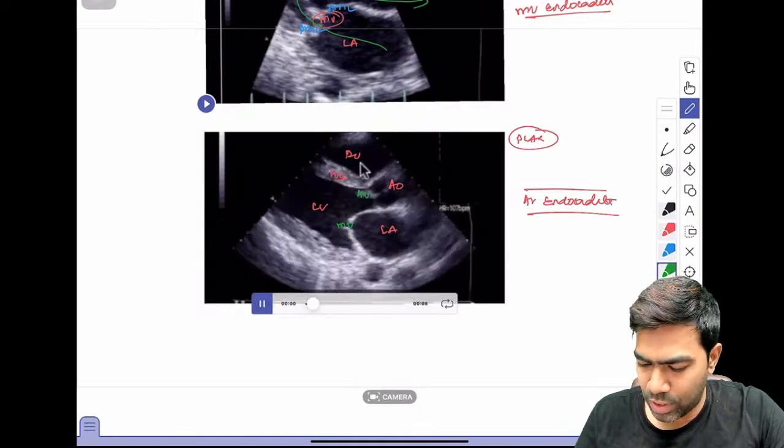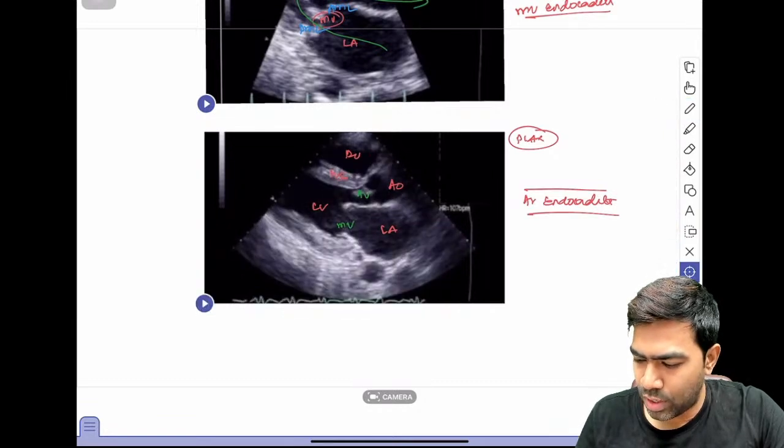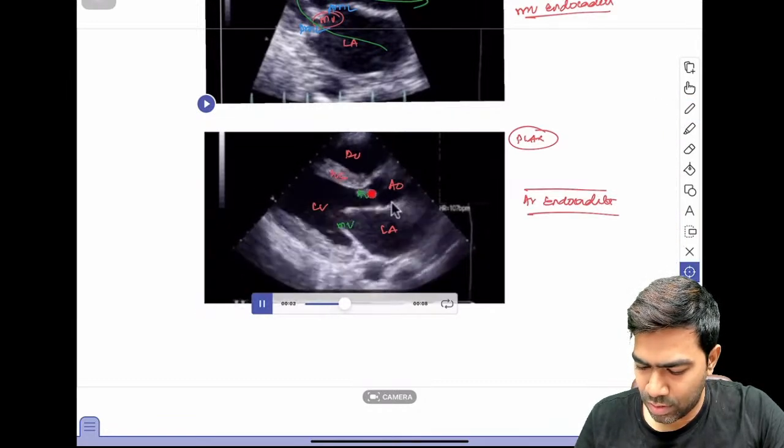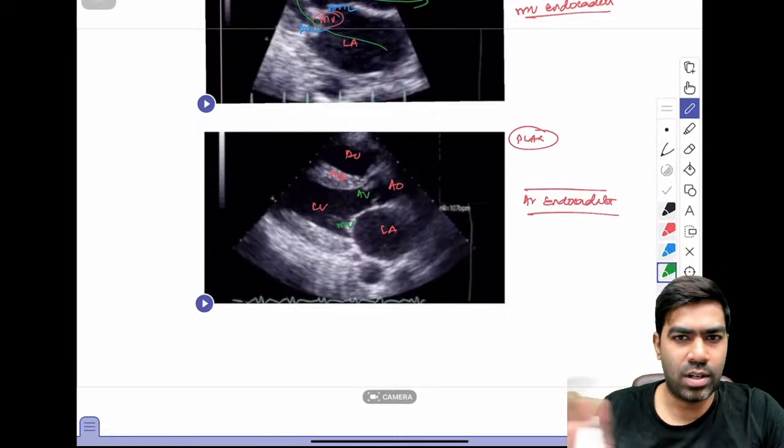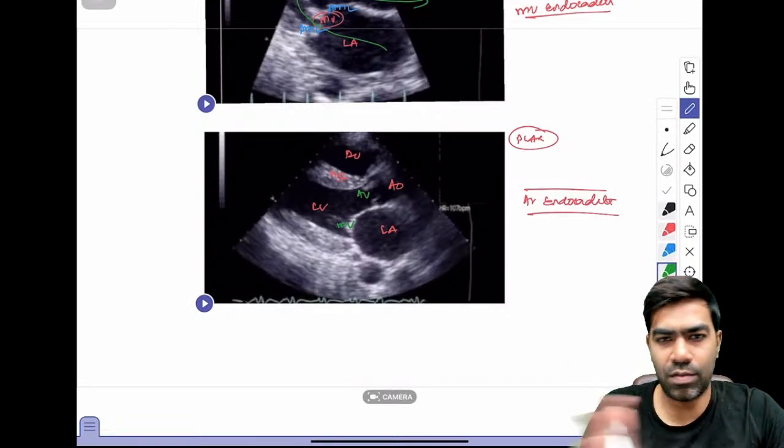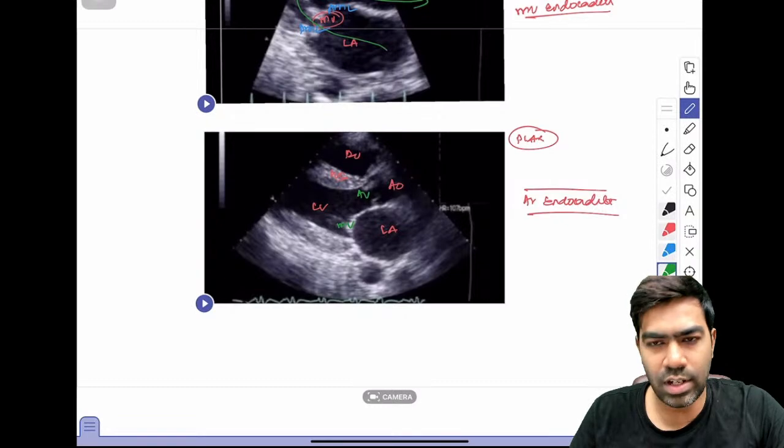And in this particular example, you can see the aortic vegetation over here. So there is something, sort of an oscillating mass that is moving here and there, back and forth. So this is a typical vegetation that you see in the setting of infective endocarditis.